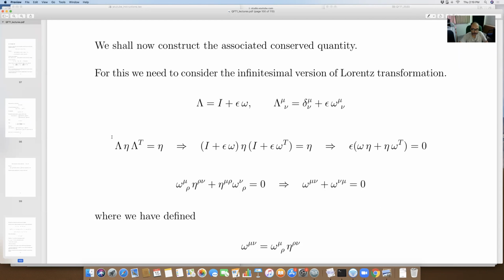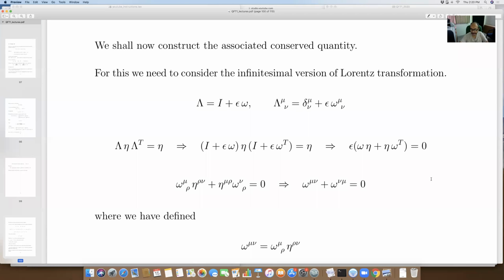Now we examine the consequence of lambda eta lambda transpose equal to eta. This is a condition that the Lorentz transformation matrix has to satisfy. So we write (I plus epsilon omega) eta (I plus epsilon omega) transposed equals eta. Now we expand both sides, keeping terms up to order epsilon, because epsilon is infinitesimal, so order epsilon squared terms you can ignore. The leading term, the epsilon independent term, cancels, because you get identity times eta times identity, that's eta, on the left, and eta on the right. Then at order epsilon there are two terms. One is omega times eta times identity, that is omega eta. The other is identity times eta times omega transpose, that's eta omega transpose.